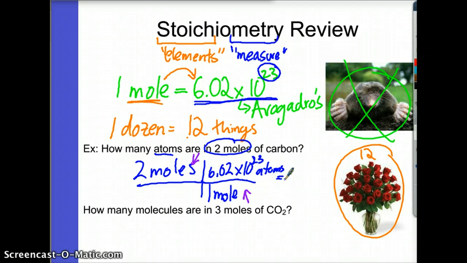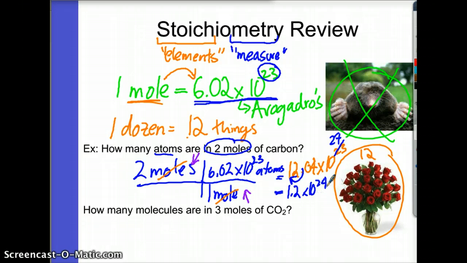So if we were setting this up, it may seem very simple right now, but the underlying skill is super important for more complicated problems. If we do the math, we'll be left with 2 times 6, which gives me 12.04 times 10 to the 23rd. But now we want to make sure we can write that in scientific notation. And to do that, we move the decimal over. This becomes 24th. So the final answer would be 1.2 times 10 to the 24th atoms of carbon.